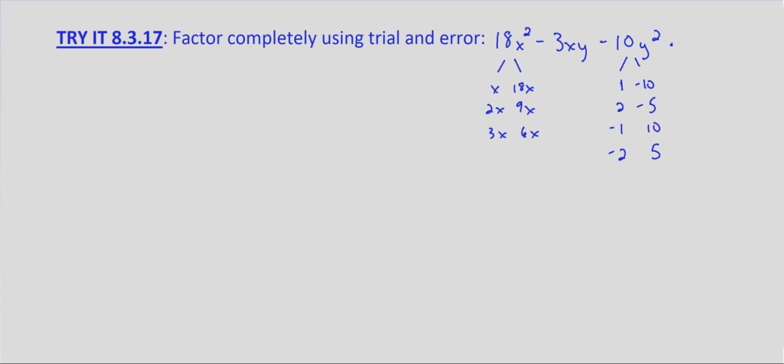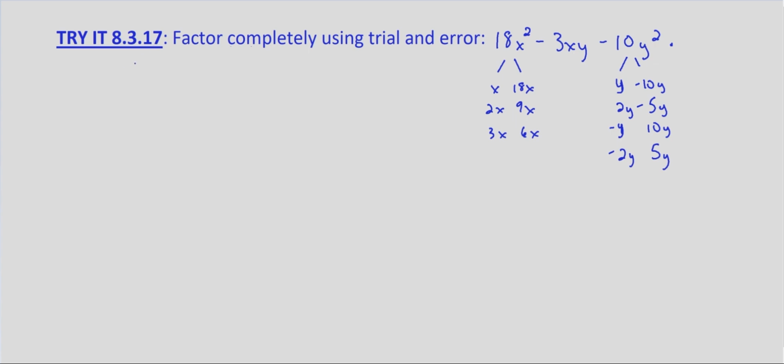Since it's minus a minus, we know it's going to be a combination of one being positive and one being negative. That's the only way we're going to multiply to a negative number and add to a negative number. So this is going to be y and negative 10y, 2y and negative 5y, negative y and 10y, or negative 2y and 5y. And now we have to look at all possible combinations of our first terms and last term factors.